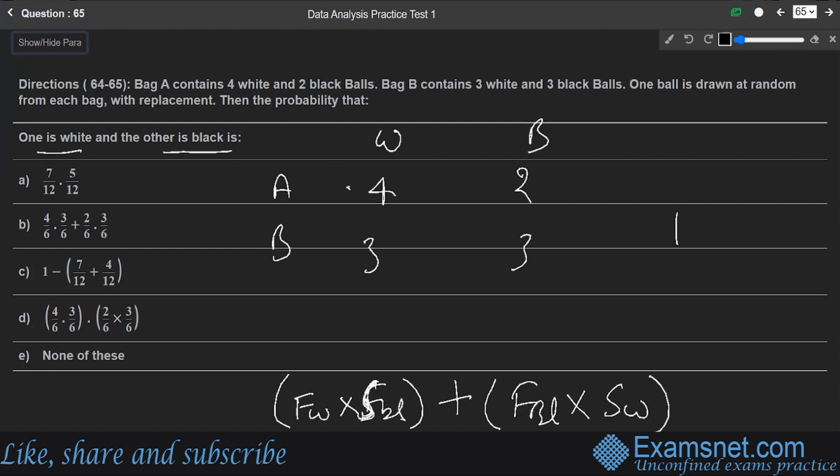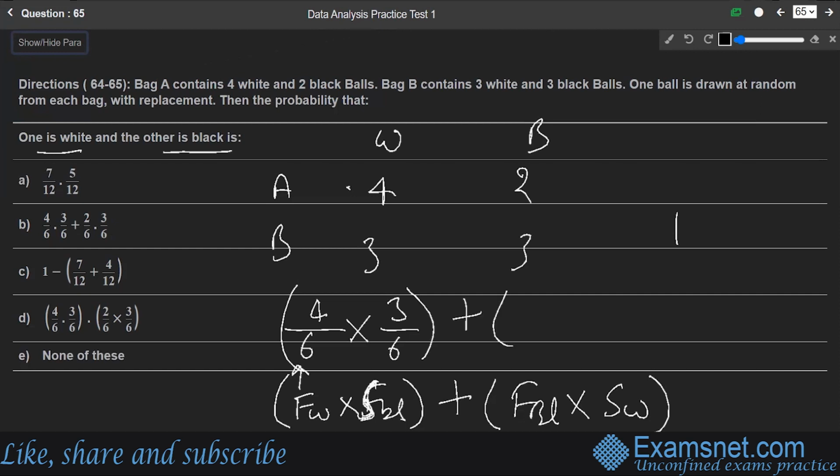So what is the chance of picking a white ball from the very first bag? The total number of favorable cases in the first bag, the total number of white balls, is clearly going to be 4, divided by the total number of balls, which is 6. So 4 by 6 is the chance of a white ball from the first bag, multiplied by the chance that from the second bag a black ball should come. How many black balls are there? 3. How many total balls are there? 6. So this is the probability of first white and second black.